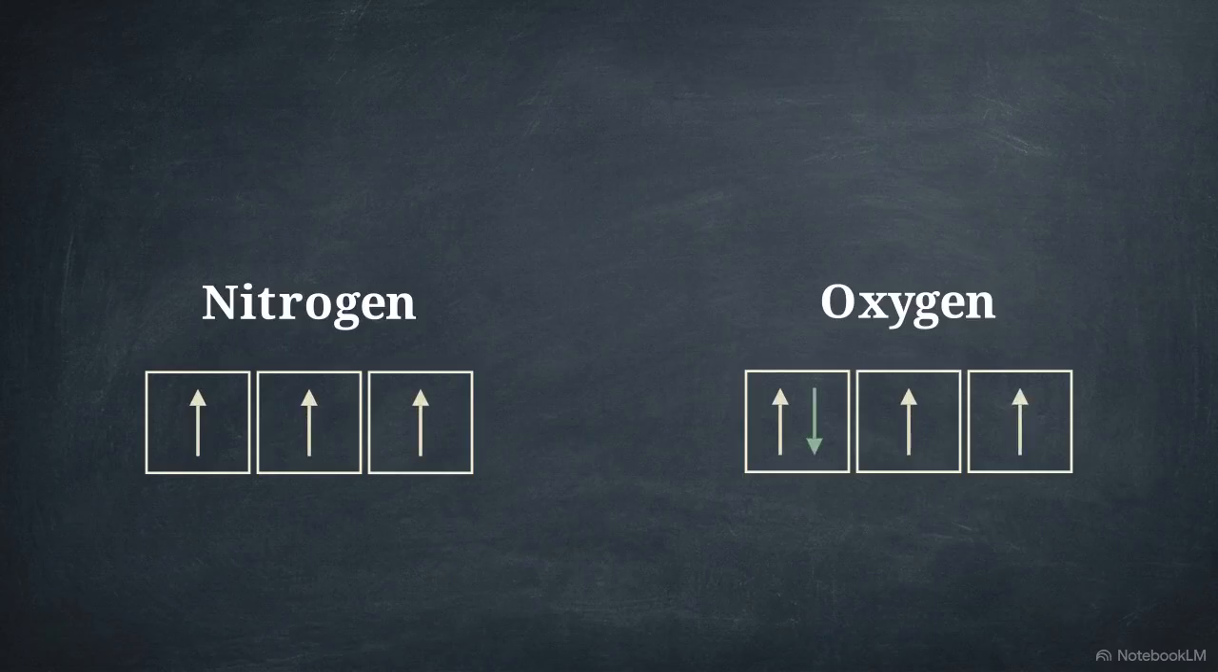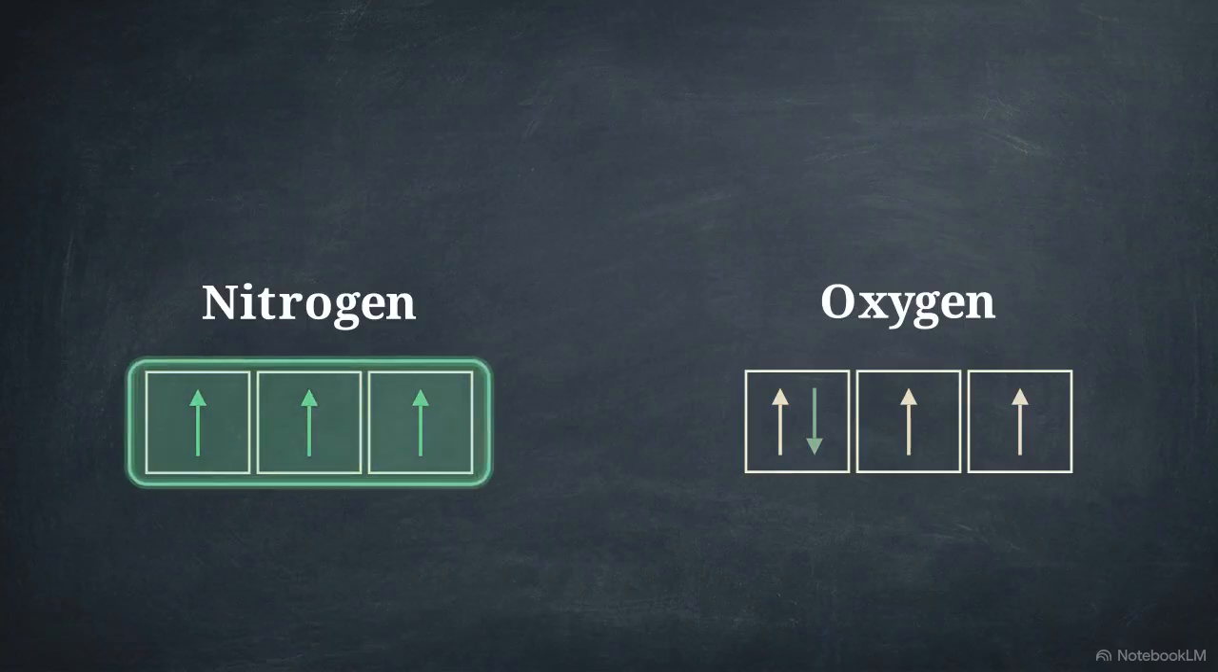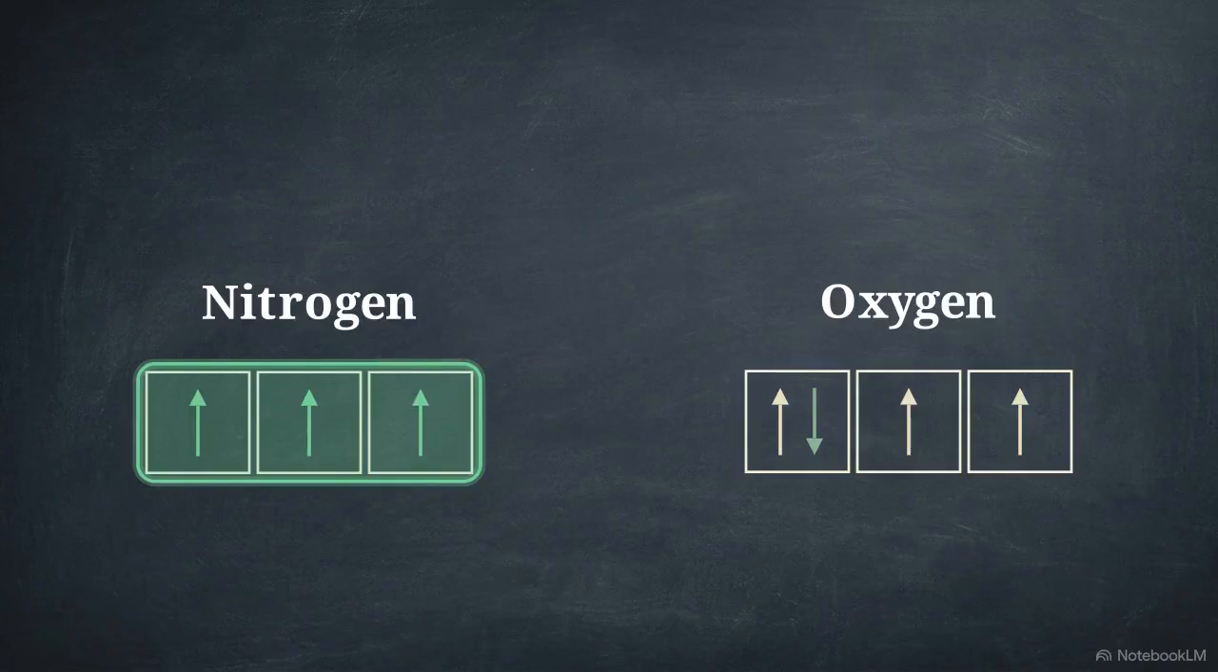In its ground state, nitrogen has a 3-electron p orbital. This half-filled configuration is highly stable. Removing an electron requires enough energy to break that symmetrical arrangement, which outweighs the standard trend.